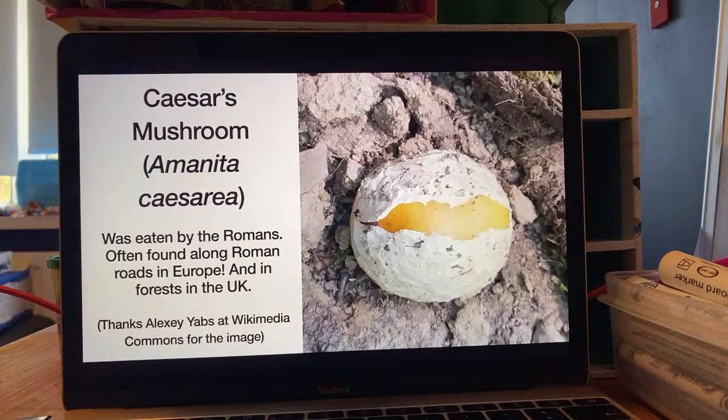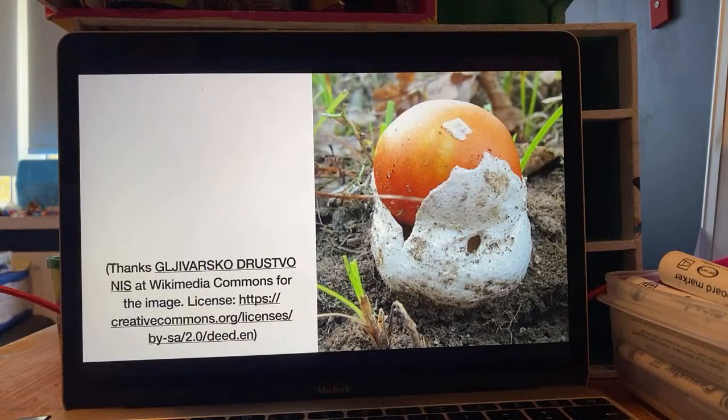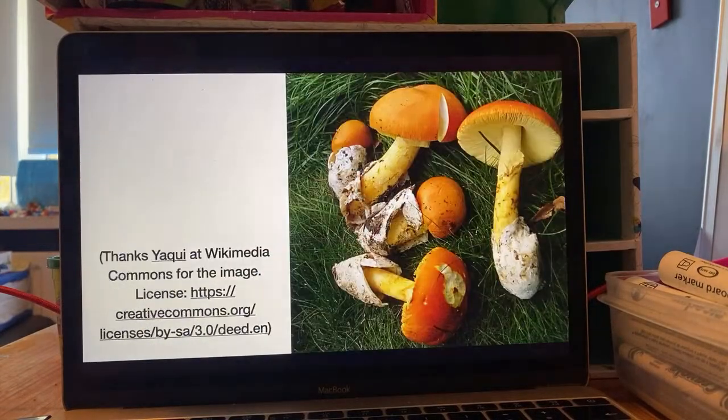So here's Amanita caesarea. We talked about that before. Eaten by the Romans, found along Roman roads, still to this day, and in forests. Here it is coming out of its universal veil. It's so cute, forming that gorgeous little volva on the bottom.